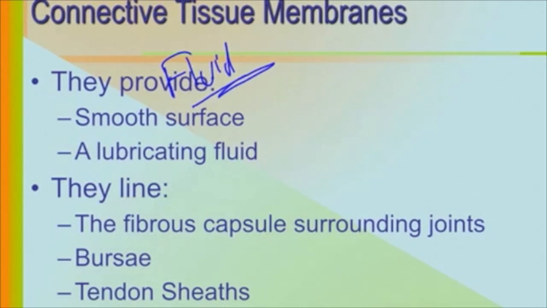These line the fibrous capsule surrounding joints. So for example, in your knee, in your patellar region, in between your femur and your tibia, you have a synovial membrane which holds synovial fluid that cushions those bones and prevents them from hitting into one another when we walk. These are also found in bursae. These are also little sacs that are designed to cushion at joints. And tendon sheaths. These cover the tendons or the ends of muscles as they cross joints so that they can move smoothly across.